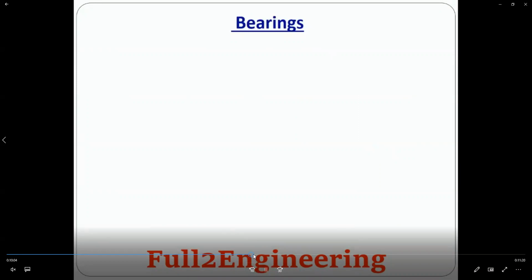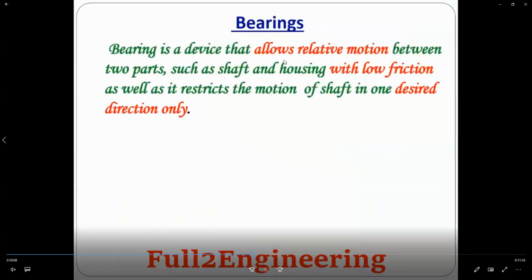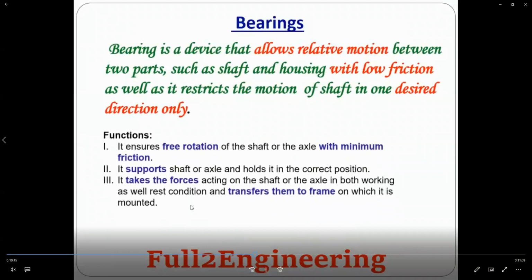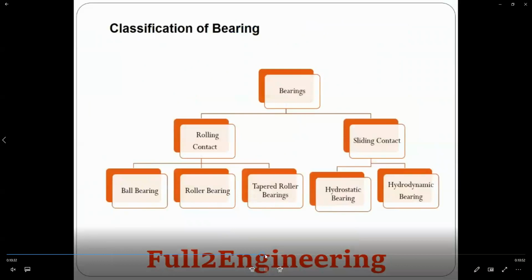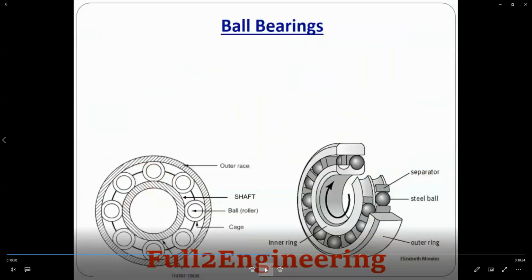Okay, another one is the bearing. So bearing is useful to allow relative movement between the two parts, shaft and housing, with low friction, to ensure free rotation with the minimum friction between them. So one of it is like this.